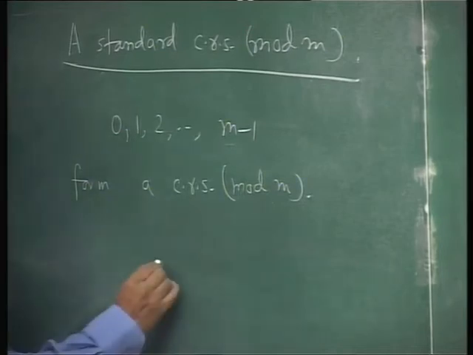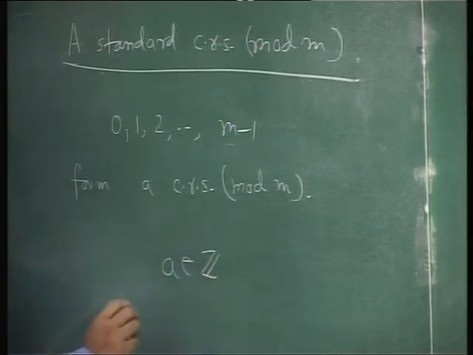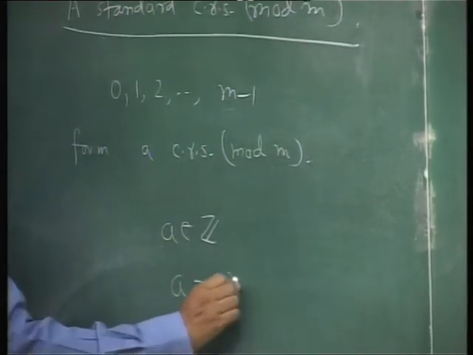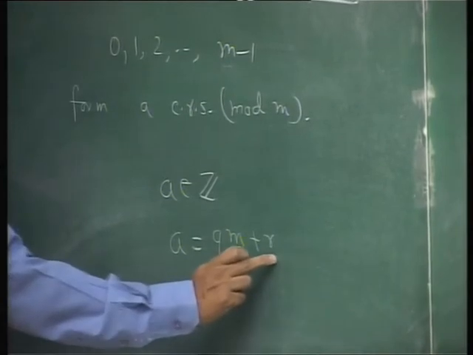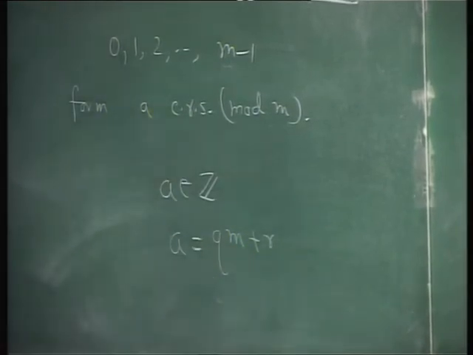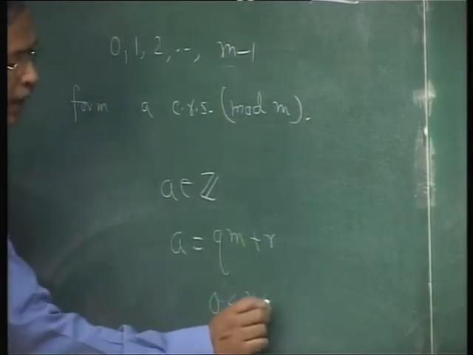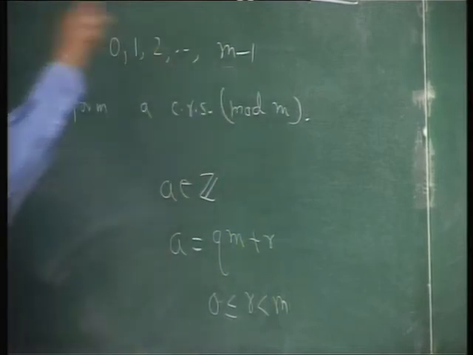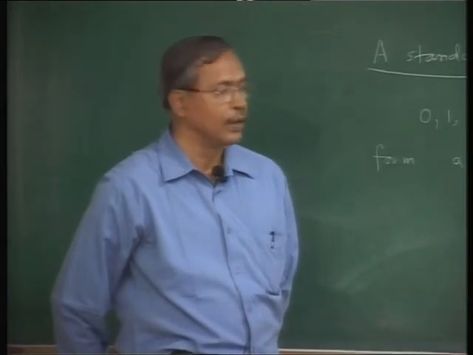Because given any integer, let us say A in Z, you can divide by M, A equal to Q times M plus R. Q is the quotient, R is the remainder. This is what we get by the division algorithm, and the remainder satisfies 0 less than or equal to R less than M. So, this is a number among the numbers 0, 1, 2 etc. up to M minus 1.